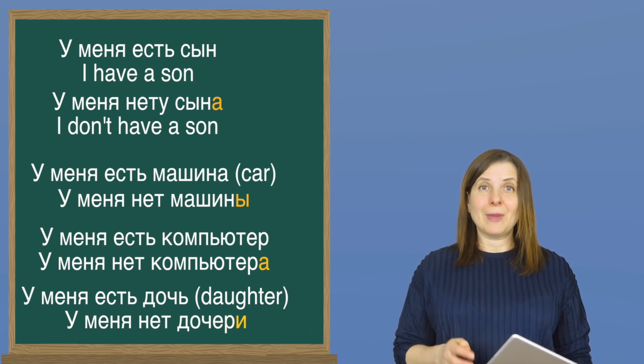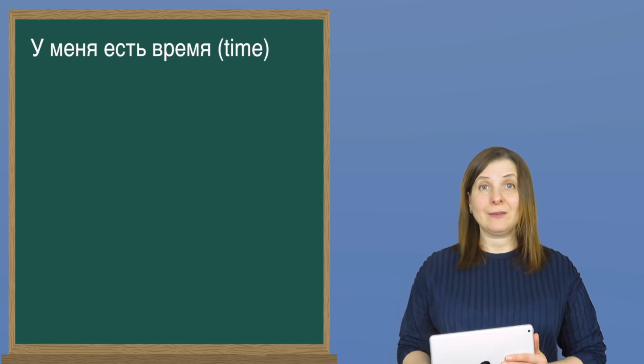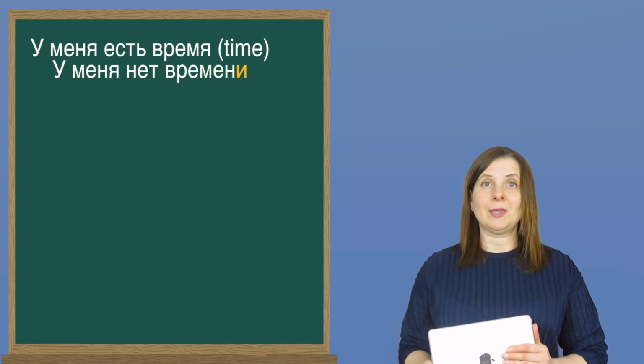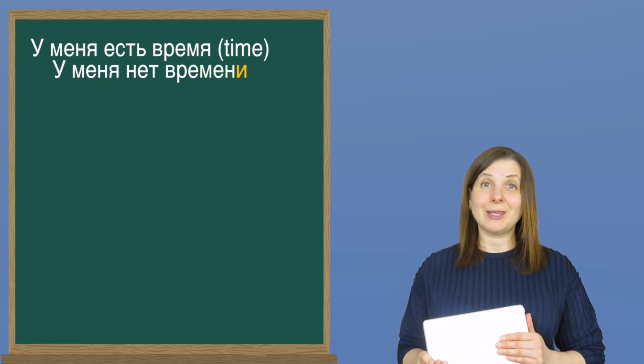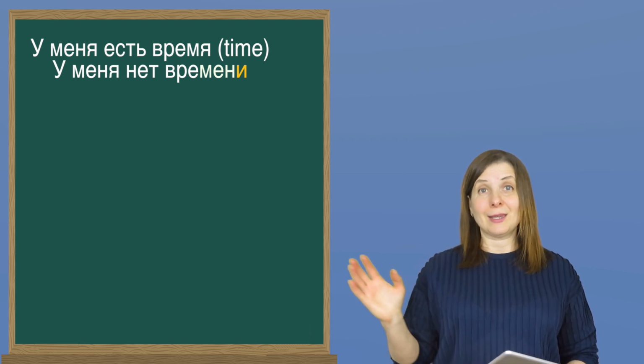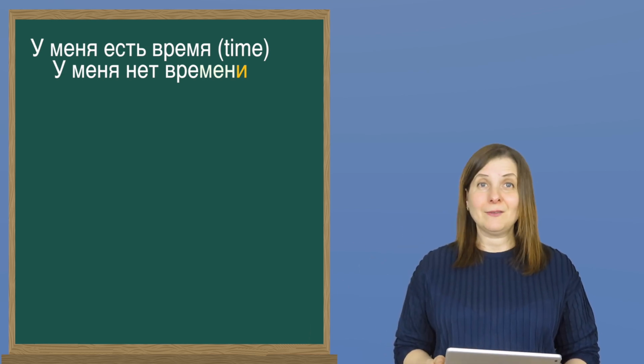У меня есть время. I have time. If I don't have time, у меня нет времени. Sorry, I don't have time: извините, у меня нет времени. Времени, another exception.